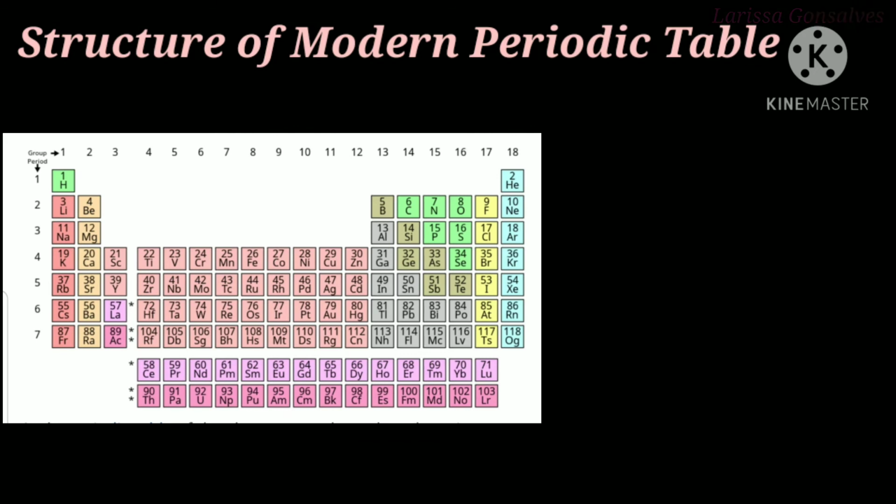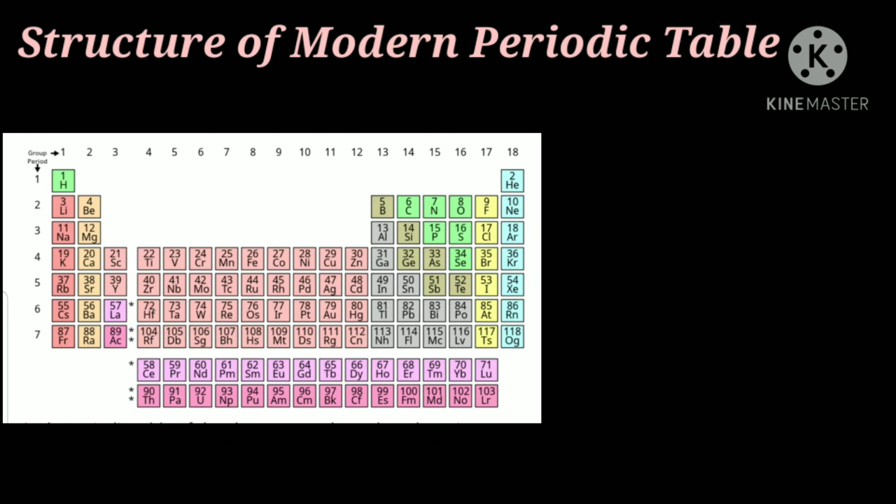As of today we know that all the 118 boxes are filled, and that is because of the discovery of man-made elements. The IUPAC, that is the International Union of Pure and Applied Chemistry, has approved the names and the symbols of all the 118 elements.